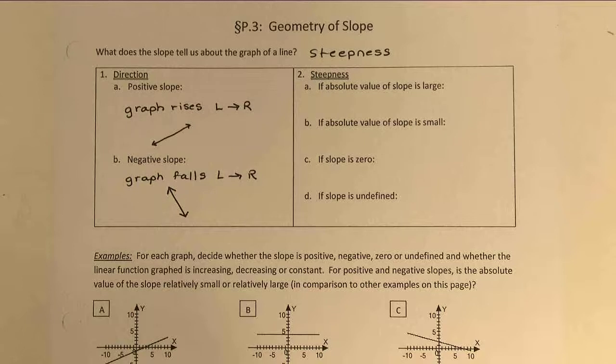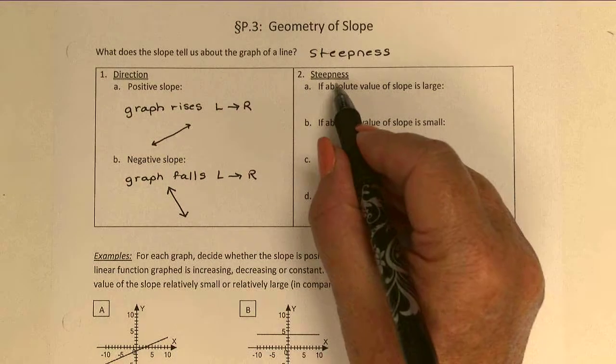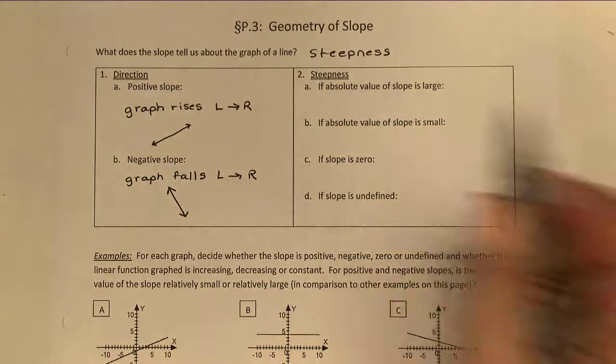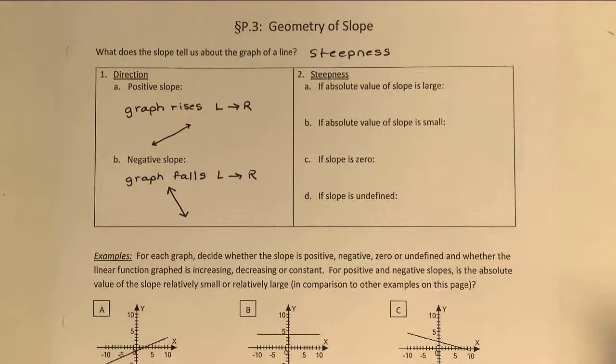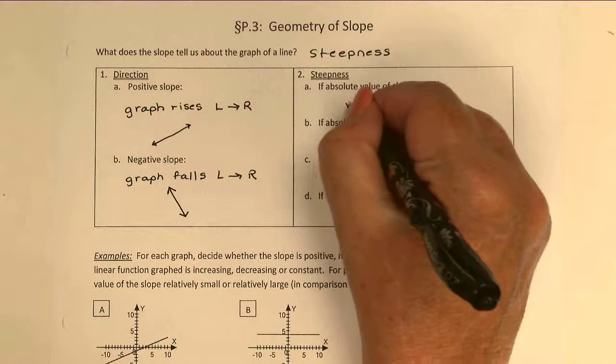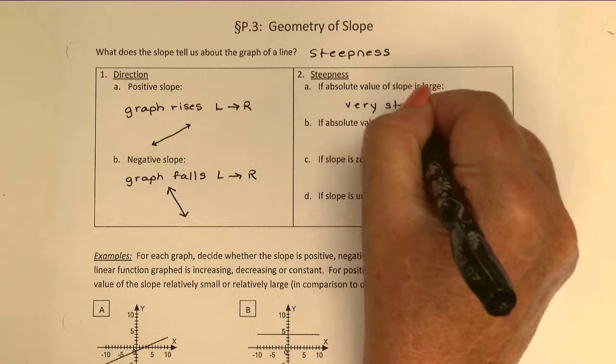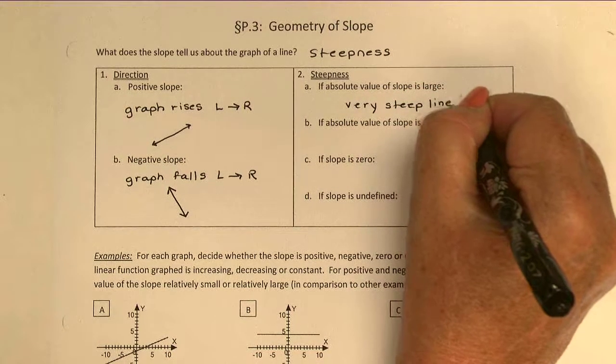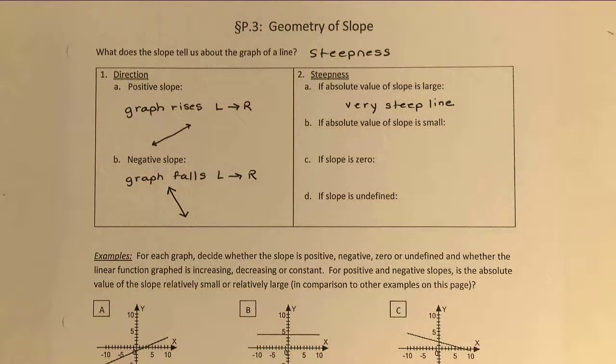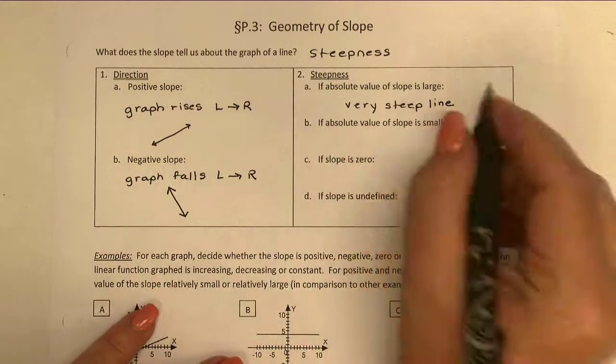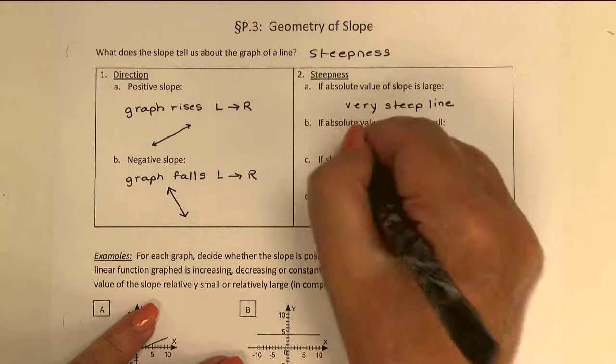Once we know direction, we can stop thinking about whether the slope is positive or negative and just think about its absolute value without the positive or negative designation. And that tells us about the steepness. If the absolute value of the slope is large, we have a very steep line. Now this can be either a very steep rising line or a very steep falling line, but it's just steep. If the absolute value of our slope is small, then we have a line that goes up gradually, or it's not very steep.